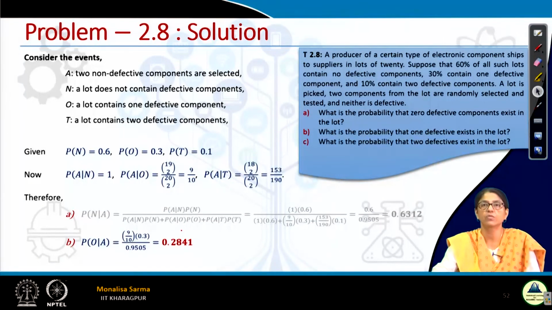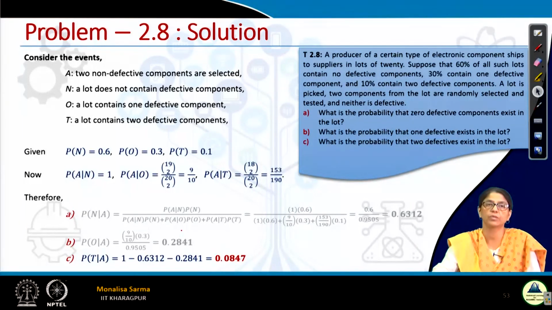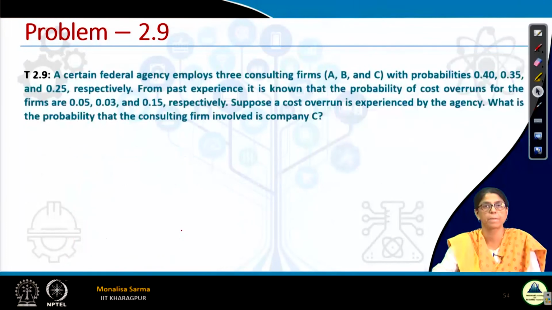Similarly, next question: what is the probability that one defective exists in the lot? Same way. Then again, what is the probability that two defective exist in the lot? Same way, just probability of T given A.